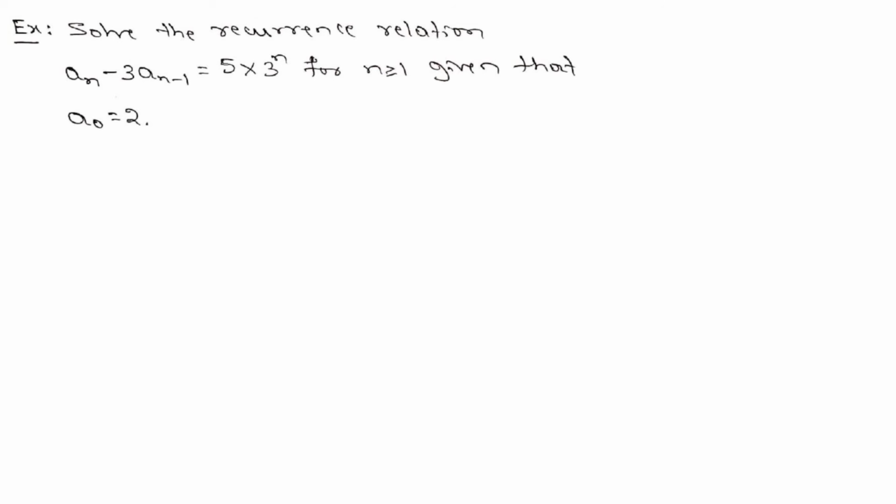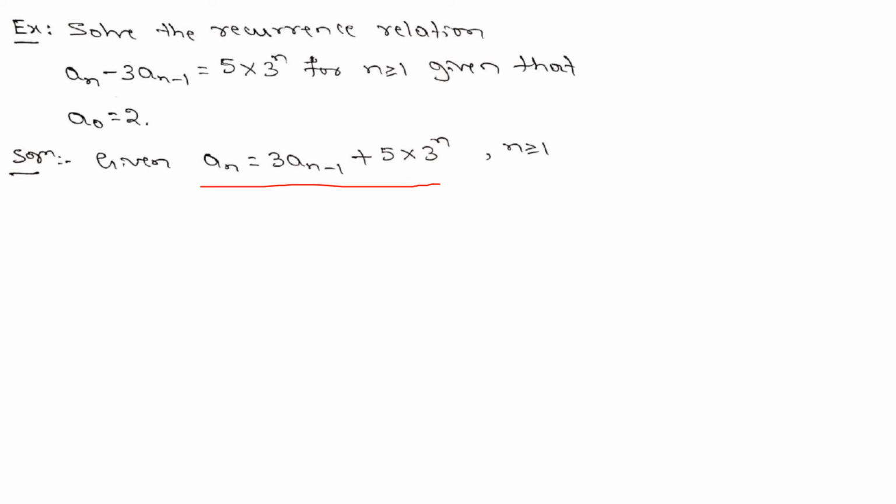Now let us see the next question. Solve the recurrence relation, which is this. Here given a naught is 2. Let us take the given relation, and this term minus 3 a n minus 1 has been taken to the RHS. It has got plus here.